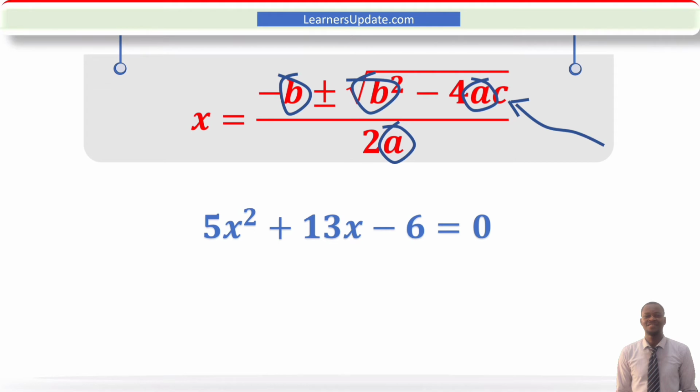Please note that it is very important to arrange our given equation in descending power of x. What I mean by this is that since the highest power of x in a given quadratic equation should be 2, then we arrange it such that x squared comes first, followed by x, and then the constant term, like in our given sample equation here.